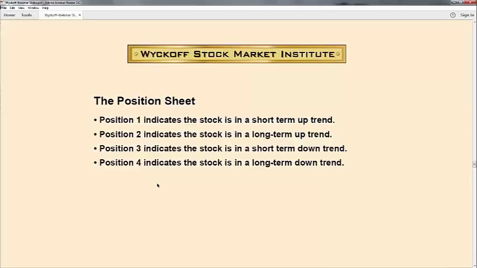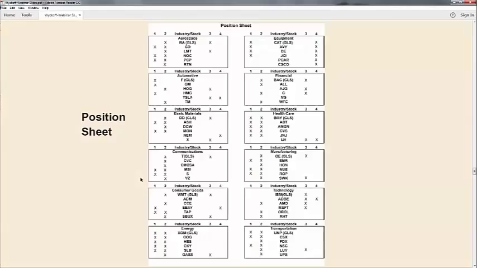Positions are categorized as follows. Position 1 indicates the stock is in a short-term uptrend. Position 2 indicates the stock is in a long-term uptrend. Position 3 indicates the stock is in a short-term downtrend. Position 4 indicates the stock is in a long-term downtrend. Here's an example of the position sheet.